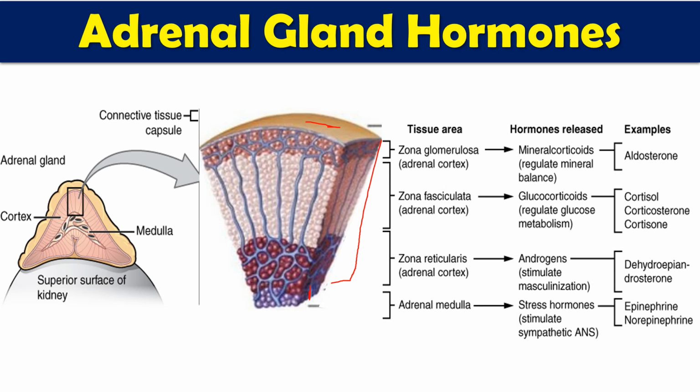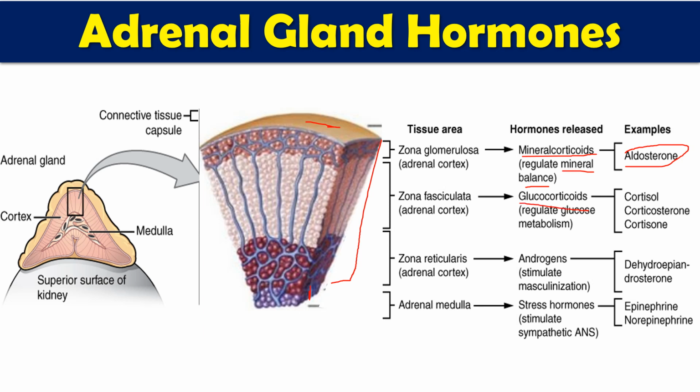This produces mineralocorticoids. All these hormones are corticoids, steroidal in nature. Mineralocorticoids normally regulate mineral balance in our body. An example of this is aldosterone. Similarly, the middle layer after zona glomerulata is the zona fasciculata, which produces glucocorticoids.